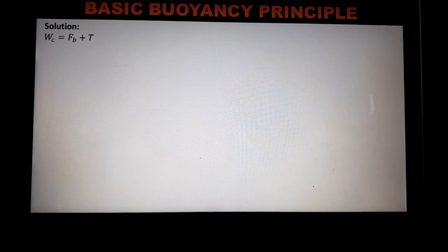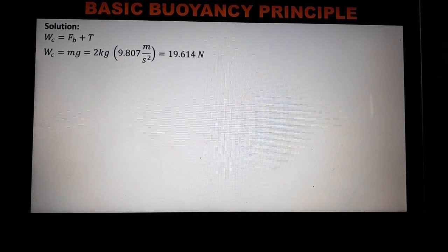So the solution: the weight of the concrete is equal to the buoyant force plus the tension. As we all know from the previous diagram, the weight of the concrete is acting downward while both the buoyant force and the tensile force, or the tension, are acting upward. For the weight of the concrete, that is equal to the mass of the concrete times the acceleration due to gravity. Substituting the given mass and the acceleration due to gravity, it will give us a weight of the concrete equal to 19.614 Newton.